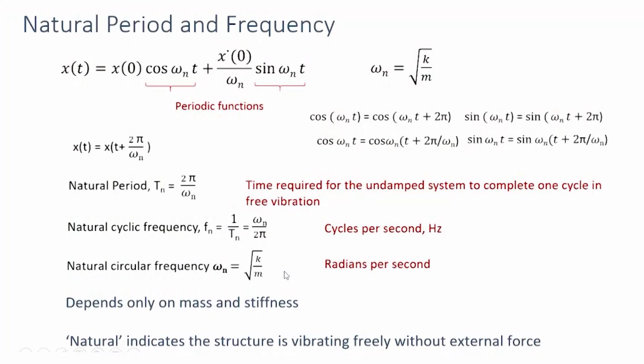And this natural period and frequencies depend only on the mass and stiffness of the structure. It does not depend upon the initial conditions we are giving to the system. So these things are natural to the system. And the word natural here indicates that the structure is vibrating freely without any external force. So this natural frequency and period are calculated from free vibrations.